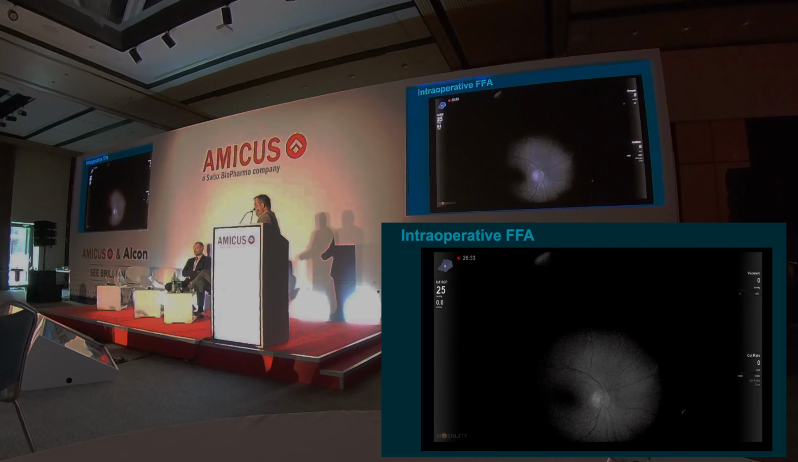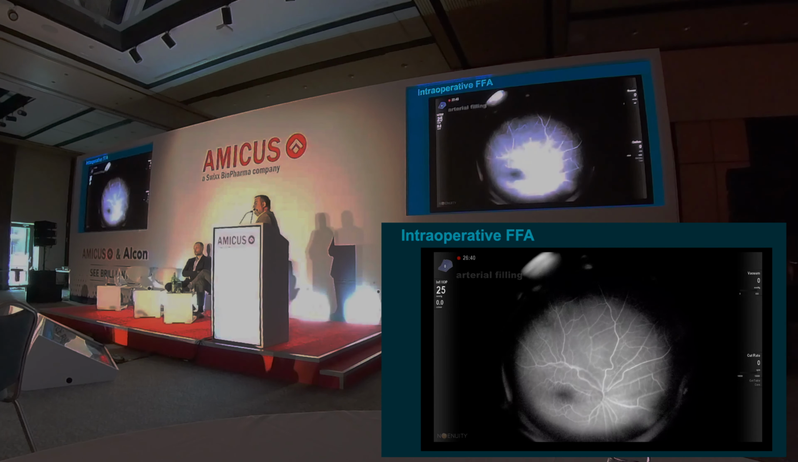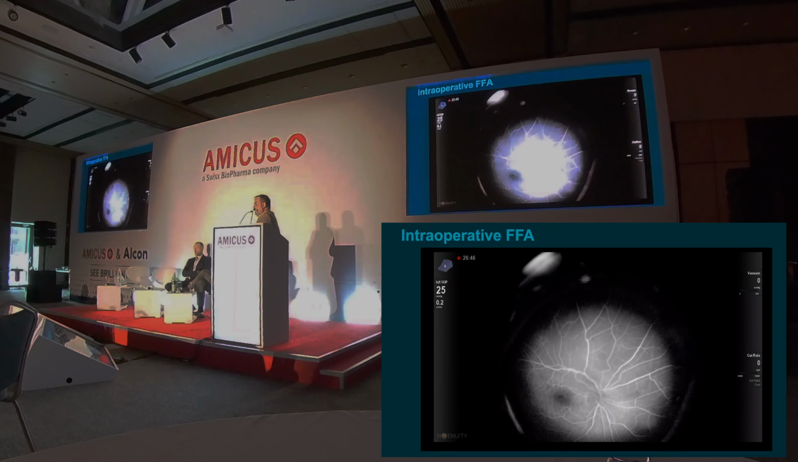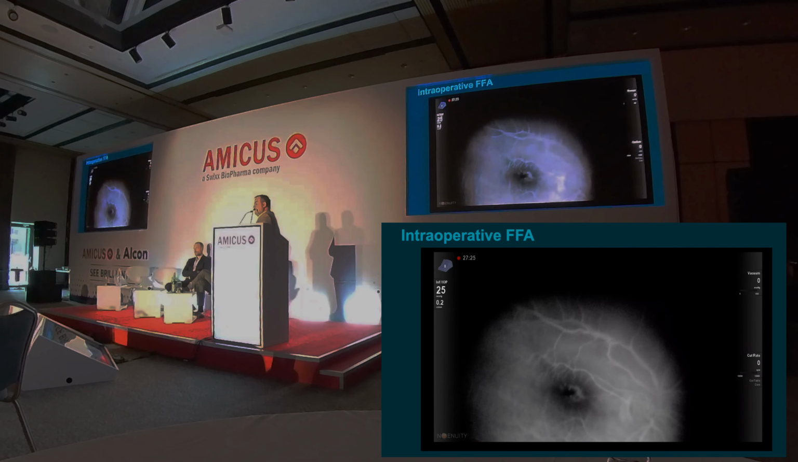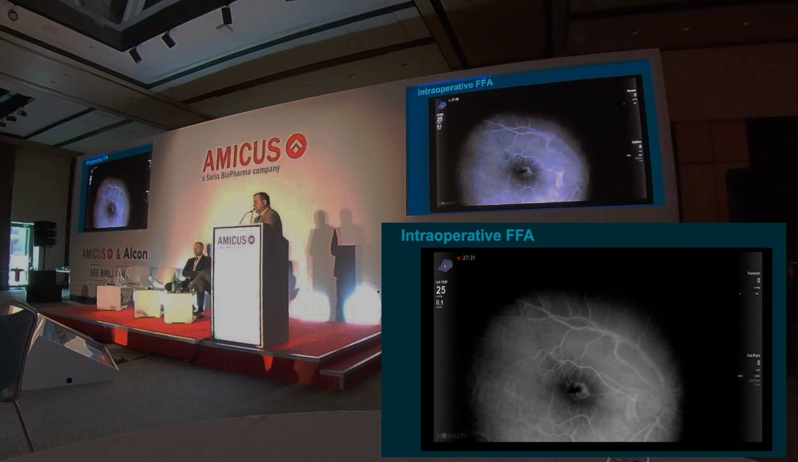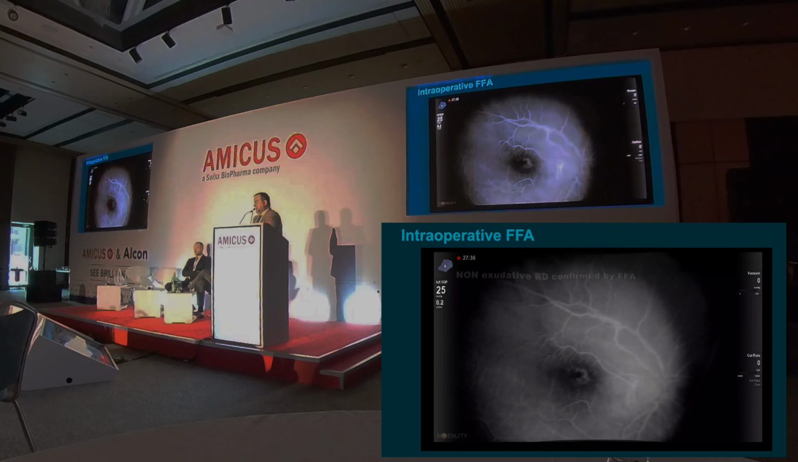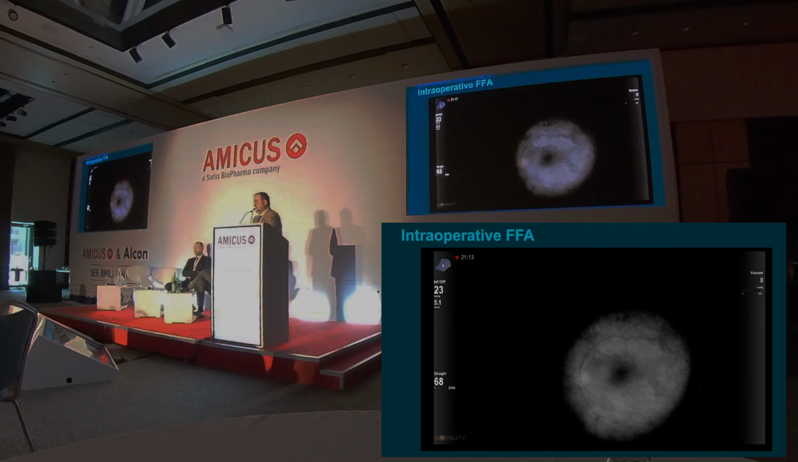Now, something quite interesting and quite new, intraoperative fluorescein angioscopy. This is real-time imaging during surgery. It takes like 5 minutes from your surgery. Now it's a routine practice in our clinic. And you can see a lot of things, especially in diabetic cases or vascular proliferation or occlusion cases. You can distinguish a non-exudative retinal detachment from exudative one.